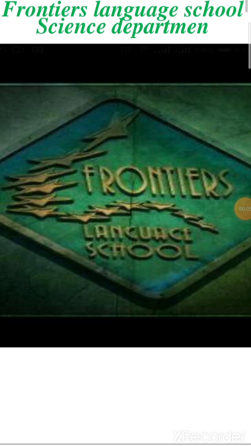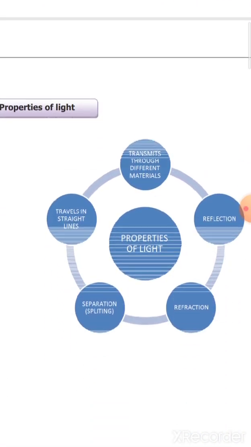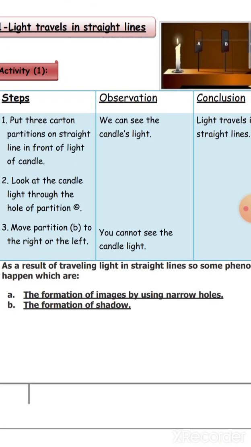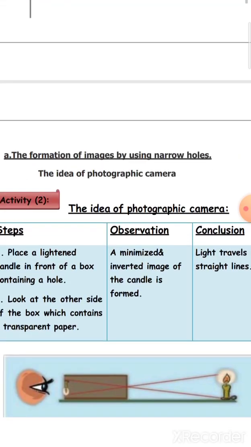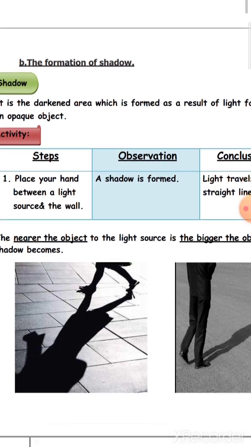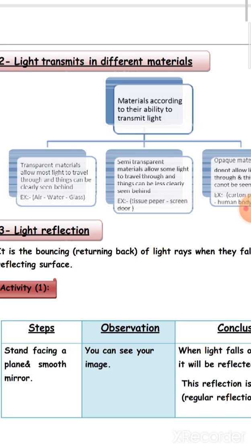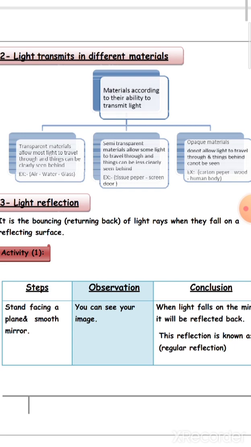Let's complete our lesson. We took light energy before, and we said the light has properties. The first property of the light is that the light moves in a straight line, and because the light moves in a straight line, we have formation of image through a narrow hole, which will be inverted and minimized, and we have the formation of shadow. And the second property is that the light transmits through different materials. And we said the different materials are transparent, semi-transparent, and opaque.